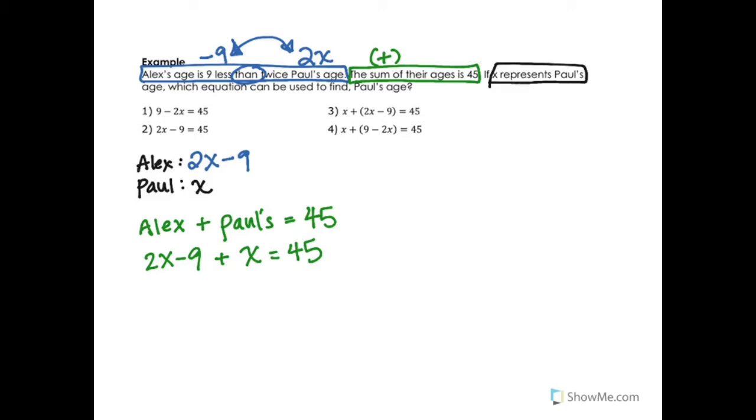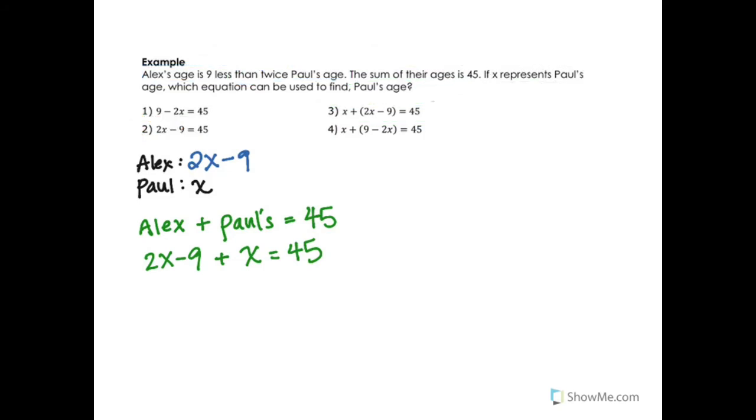And so when I look at the equations that are given to me in this problem, the only one that matches that is answer choice number 3. Notice that I did not choose this one to be my answer because this is saying that Alex's age is equal to 45, which is not what the problem tells us. The problem tells us that the sum of their ages, meaning Alex's age plus Paul's age, is equal to 45. So this cannot be the answer. Your answer has to include the ages of both of those people.